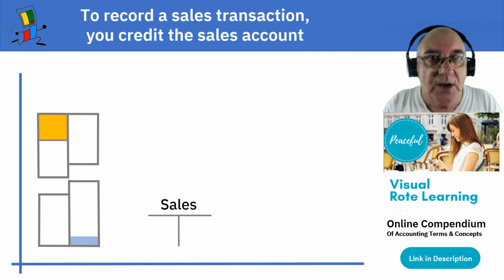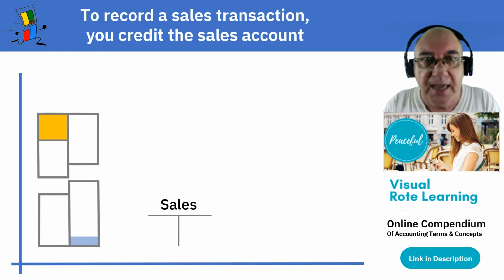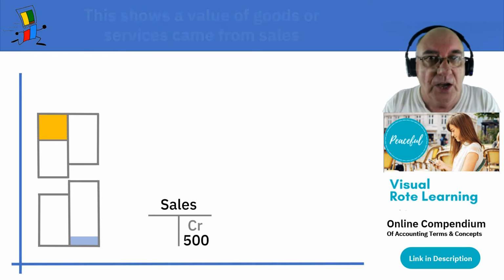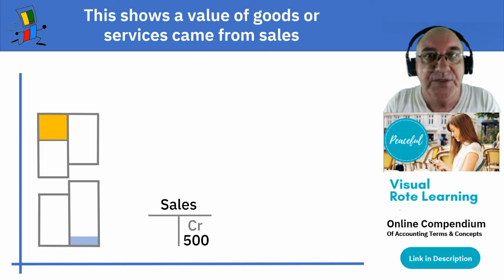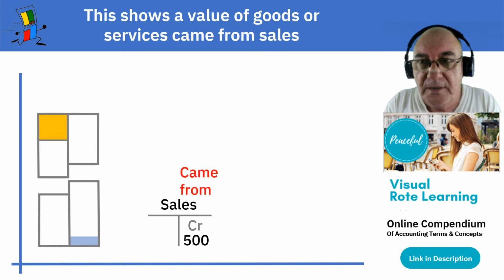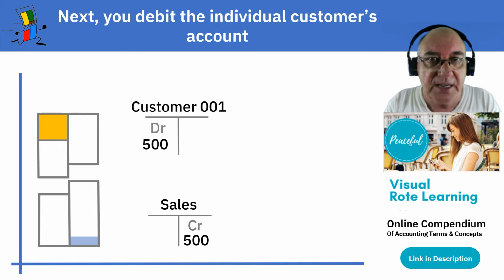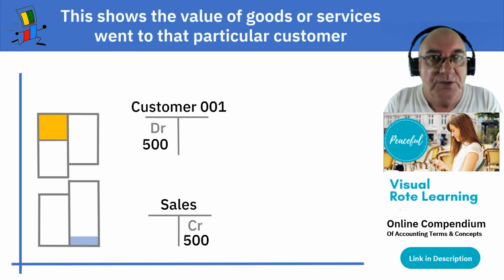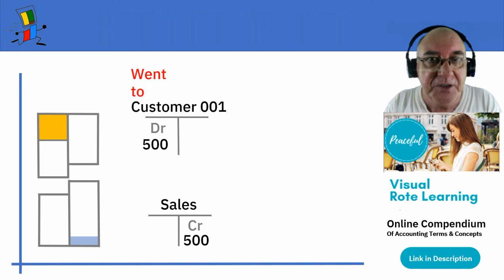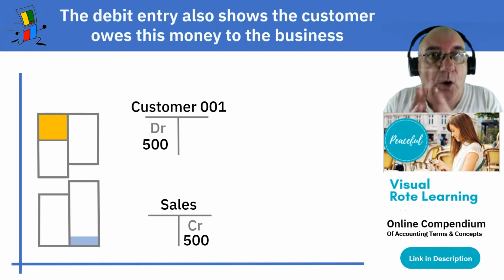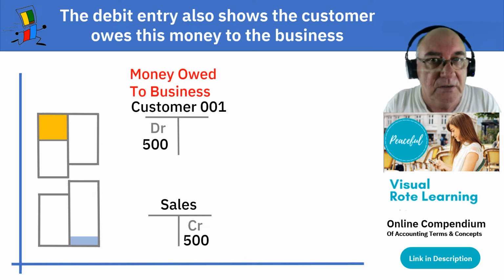To record a sale transaction, you credit the sales account. This shows a value of goods or services came from sales. Next, you debit the individual customer's account. This shows the value of goods or services went to that particular customer. The debit entry also shows that the customer owes money to the business.